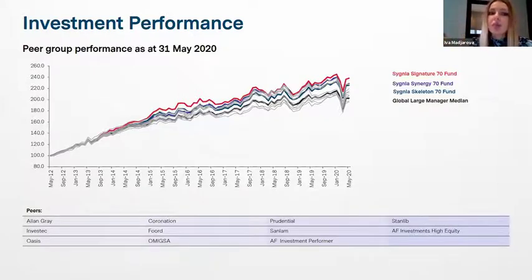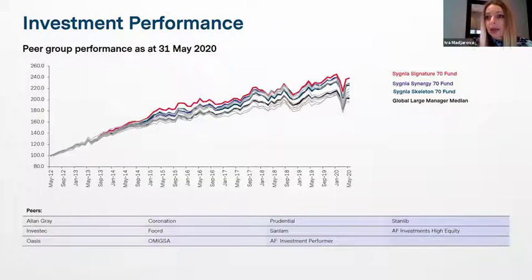So the global large manager watch median is the median performance of the largest managers in South Africa that invest in these Regulation 28 mandates. Why that's important is that it's very well accepted as a benchmark for pension and provident fund portfolios. So you can see that, over time, all three of these life stage ranges have performed better than this very well accepted benchmark.